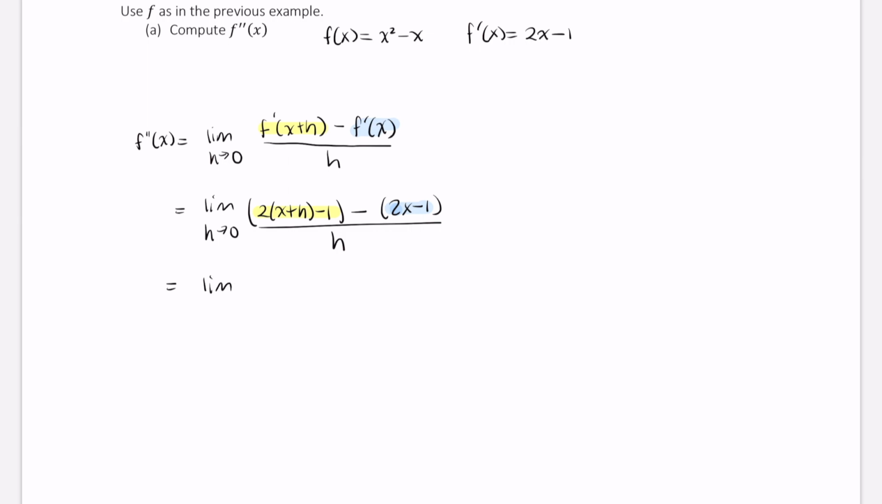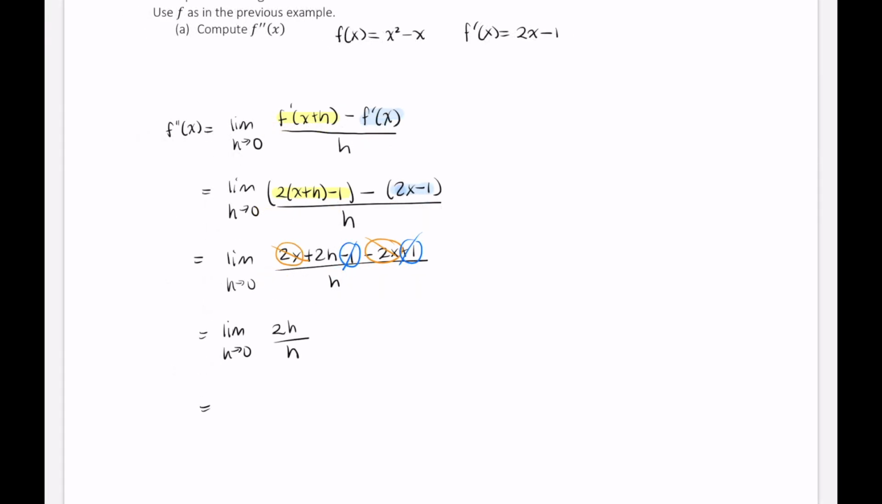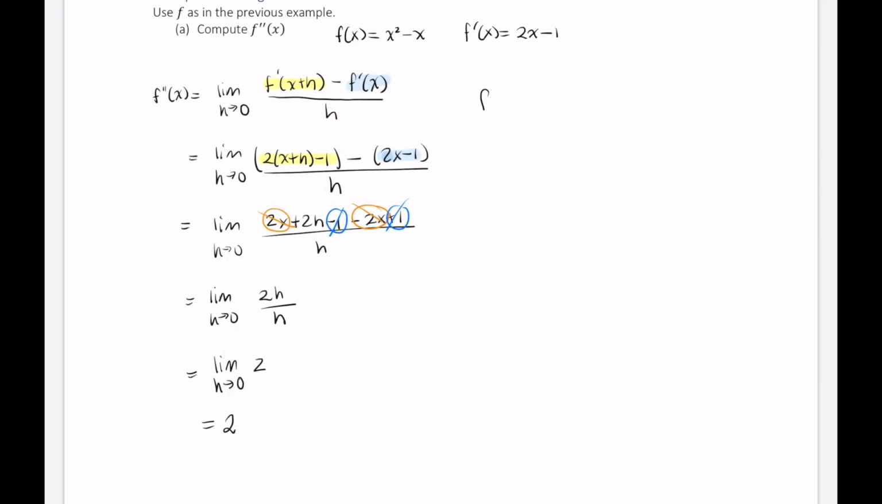So this is the limit as h approaches 0 of 2x plus 2h minus 1. All I've done is distribute that 2. Minus 2x plus 1, divided by h. Now, 2x minus 2x, well, that's 0. As is negative 1 plus 1, also 0. So we're left with the limit as h approaches 0 of 2h over h, which is the limit as h approaches 0 of 2. This is just 2. That tells me that the second derivative of this function is equal to 2.